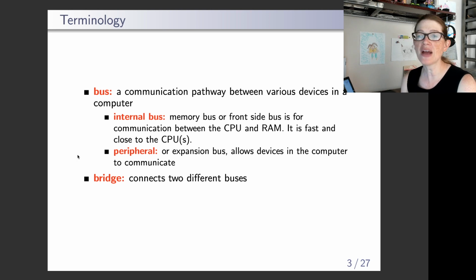Then we have this thing called a bridge, and a bridge is actually going to connect two different buses. So it kind of makes sense that you might have the front side bus, the memory bus, to actually be connected to the peripheral bus, because presumably we want to be able to copy data from PCI Express devices into RAM. So we do want there to be bridges or connections between some of these different buses.